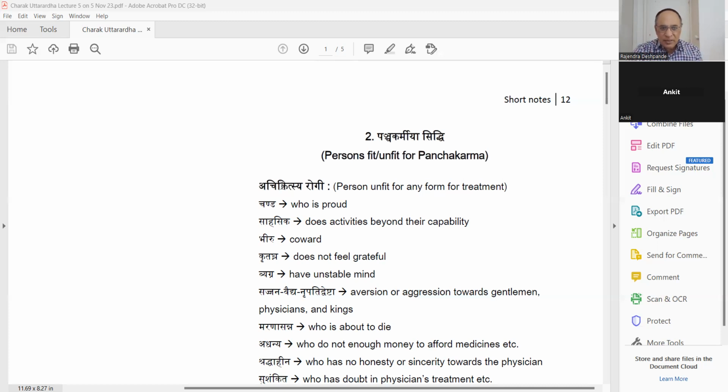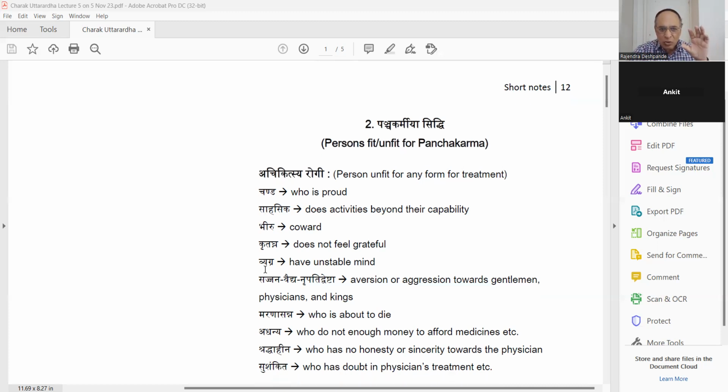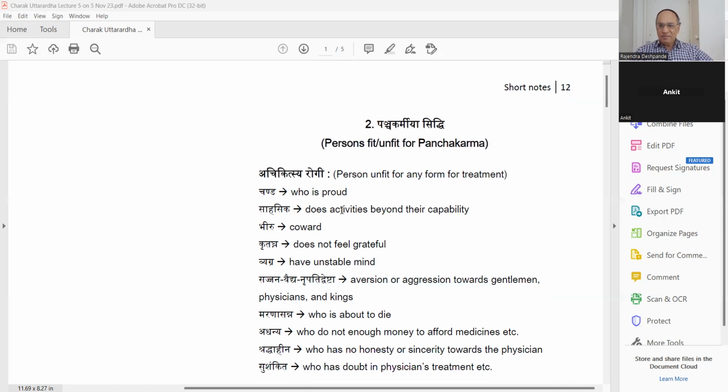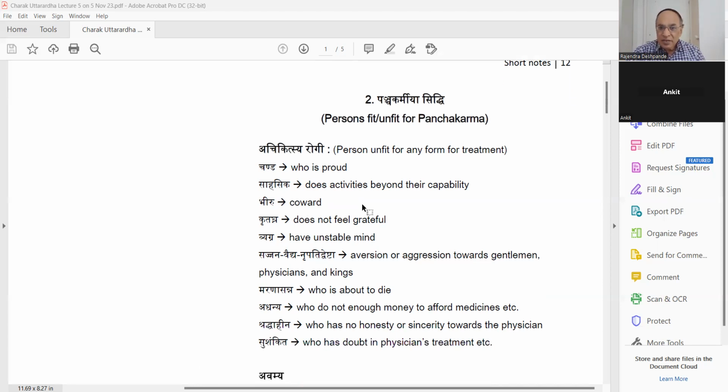For example, these are the typical Sanskrit words in the Devanagari script. Chanda. What is exactly Chanda? One who is egoistic, who will not follow the orders of the doctors, is called a Chanda. Who is proud. Proud is ego, E-G-O. That means I am the only correct person in the world. Who is doctor? What does he know about? That is Chanda. Then Sahasika. The person having activities beyond his capacity. Ayurveda said Ardha Shakti Vyayama.